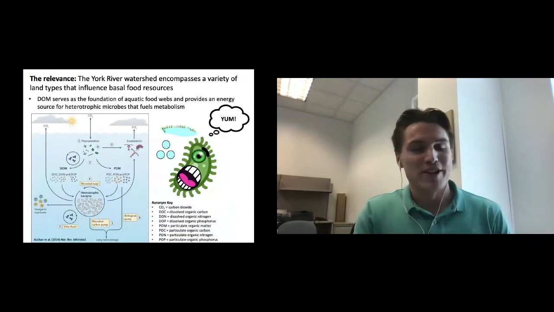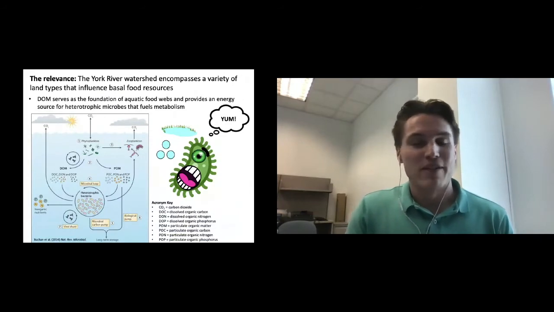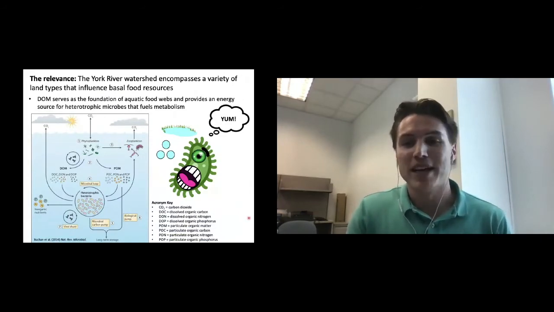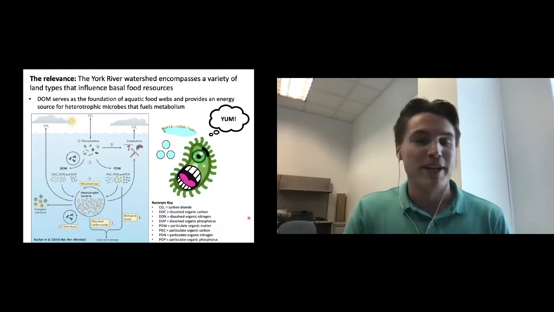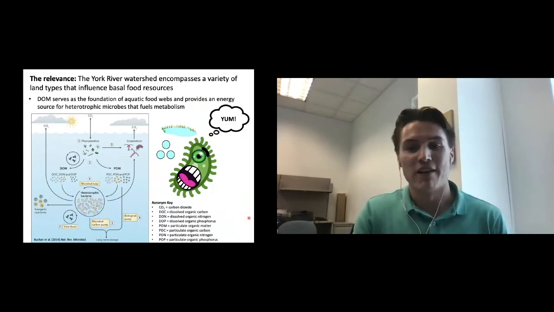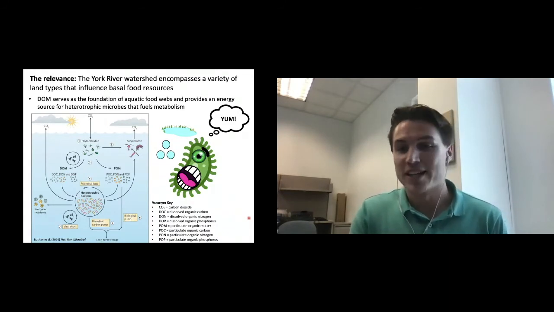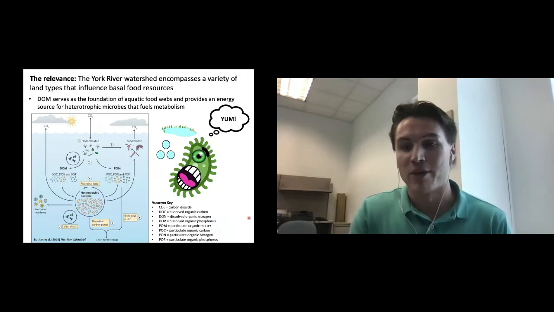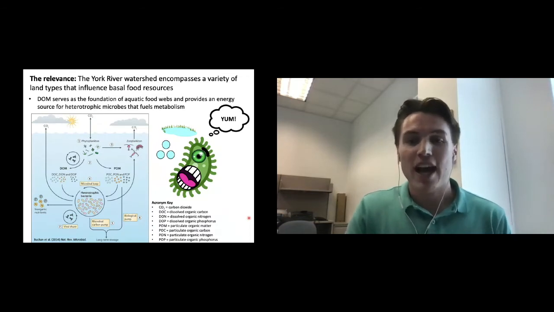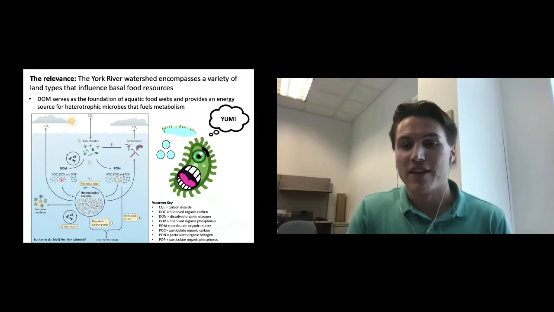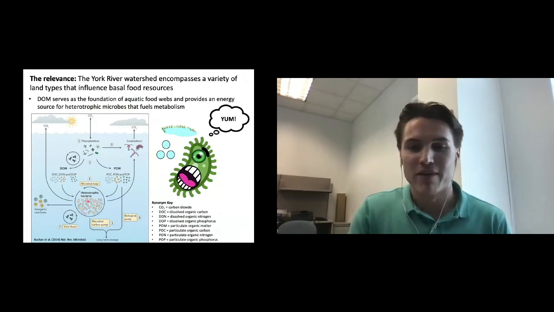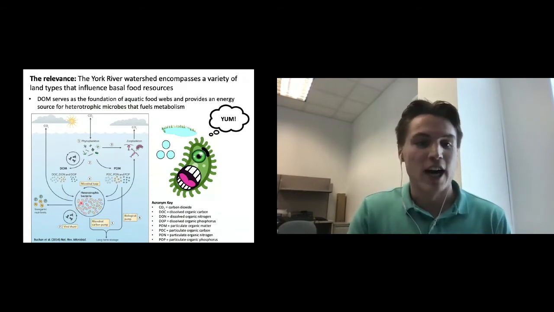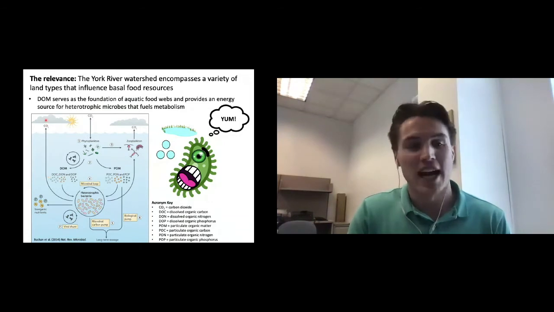So why do we care about dissolved organic matter? Dissolved organic matter essentially forms the base of the aquatic food web because bacterial communities that do not photosynthesize harness their energy from using organic matter, particularly organic carbon. And you can see from this figure on the left that dissolved organic matter is incorporated into bacteria, where it can undergo several different fates, including direct respiration back into the atmosphere as carbon dioxide.